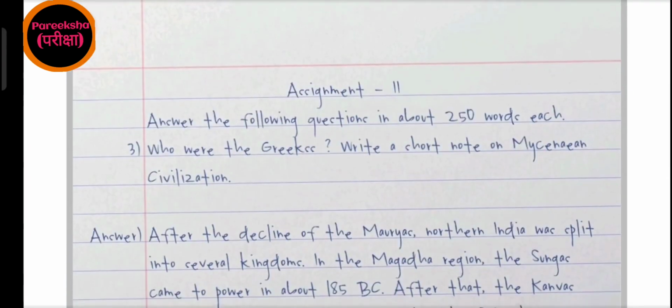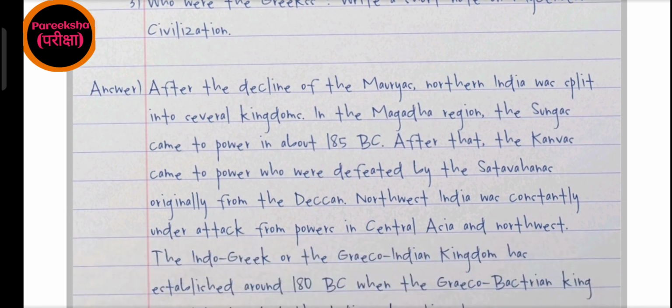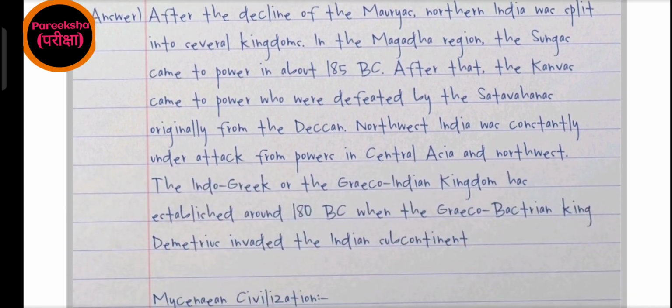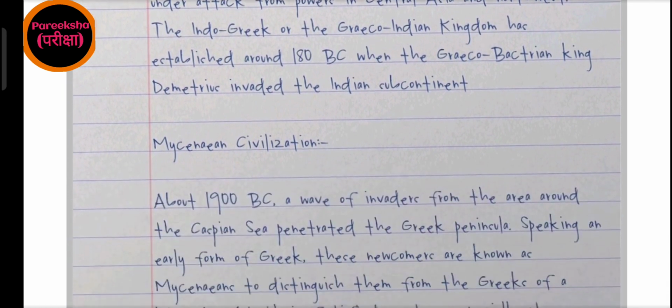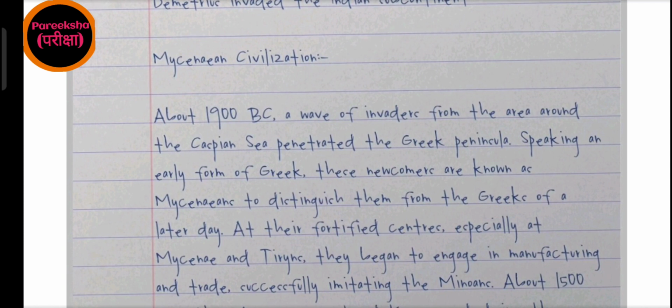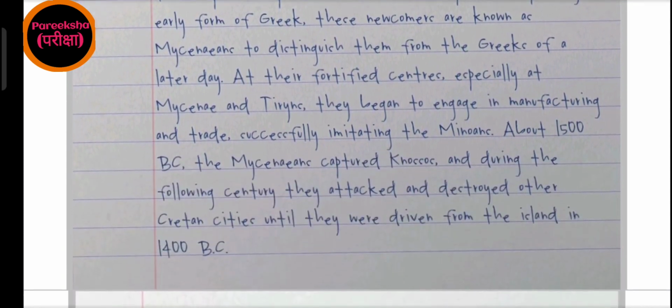Then assignment 2. In this you have to write 250 words each. Question 3 is, who were the Greeks? Write a short note on the Mycenaean civilization. What was the civilization? How did it start? Give the introduction of it.